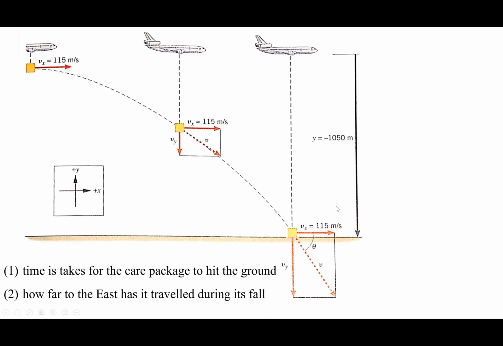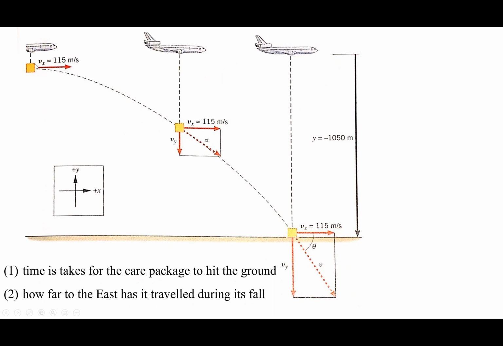Here's the image. We've got a plane flying along a straight path at 115 meters per second, and it drops a package. That package has a 115 meters per second velocity when it's released from the plane, because that's how fast the plane was going. And it will continue to have a 115 meter per second horizontal velocity until it hits the ground, because we're ignoring air resistance.